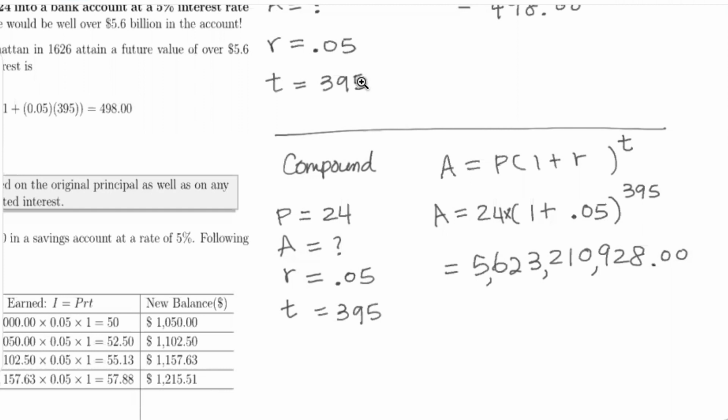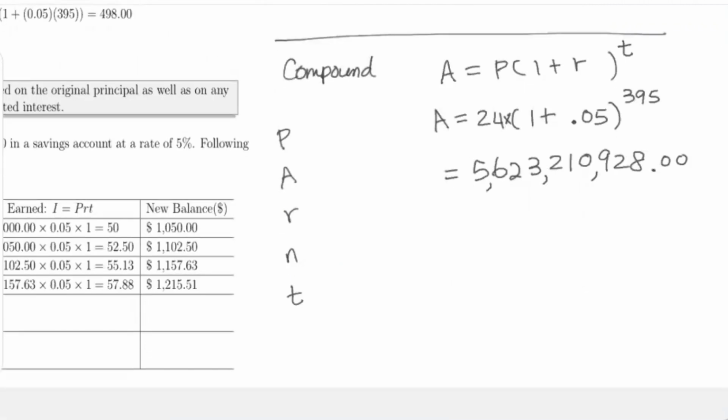Do you remember when we assigned the letters, I said always memorize PARNT? In PARNT, what's the missing letter? It's N. So let me rewrite it: P-A-R-N-T, just the order, PARNT. Keep in mind we use the letters PARNT.